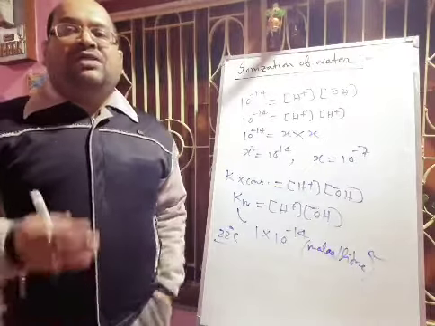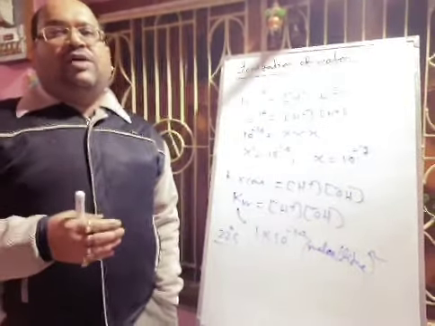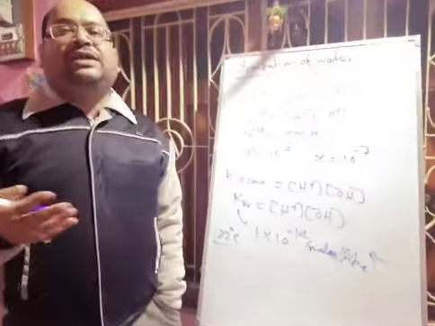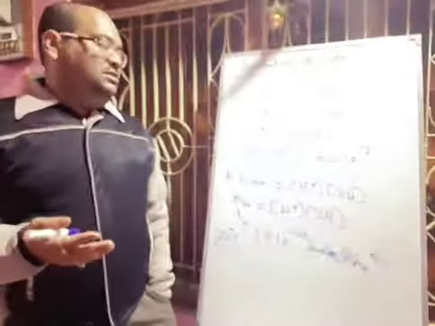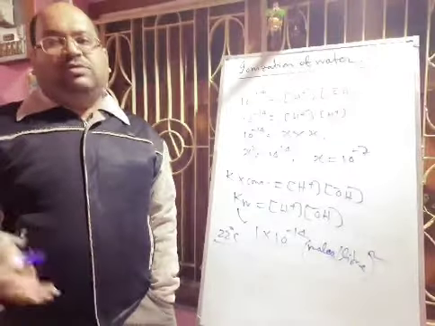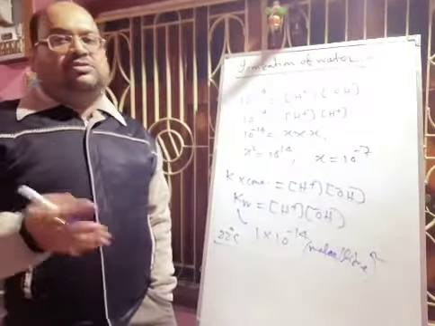So the value of the ionic product of water, Kw, depends only on temperature. This value is constant at a particular temperature, no matter whether the solution is acidic, basic, or neutral. Its value is always constant at a particular temperature.